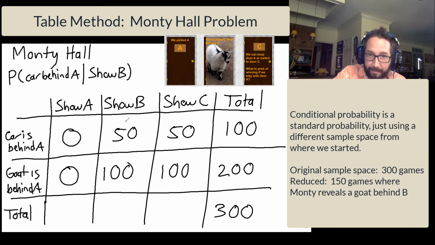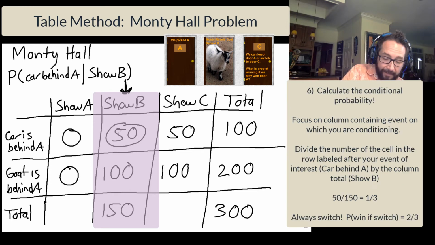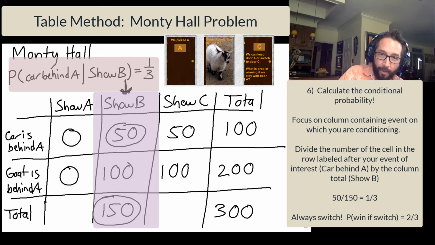Well, it's just a standard probability calculation, now with a different sample space. Here is the sample space that we're living in now, because we know this happened. He showed us what's behind door B. There were a total of 150 games where he revealed a goat behind door B. What's the probability that the car is actually behind door A? Well, that's going to be 50 out of 150. Or there's that 1/3 once again. In other words, if we originally picked door A, the probability that the car is behind door A, given that he showed us a goat behind door B, is only 1/3.